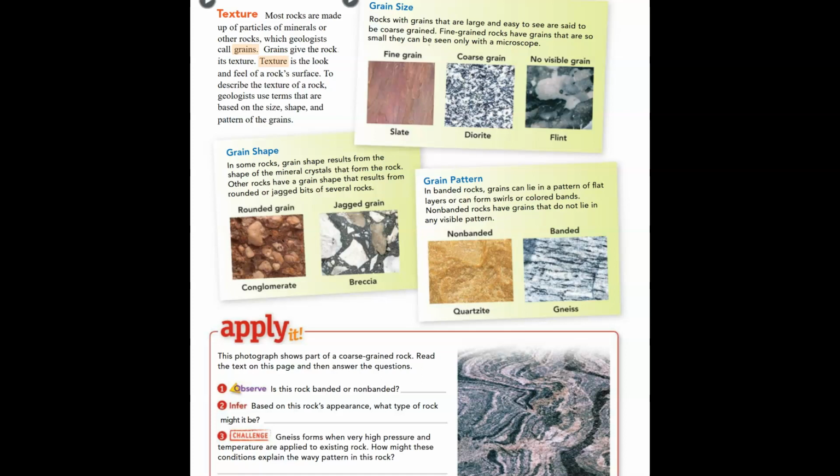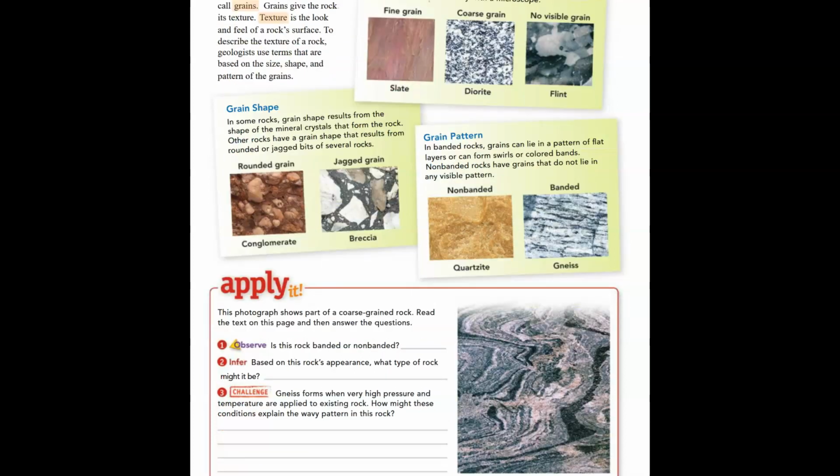And we have grain pattern. In banded rocks, grains can lie in a pattern of flat layers or can form swirls or colored bands. Non-banded rocks have grains that do not lie in any visible pattern. So we have non-banded, which looks like quartzite. Doesn't really look like there's a pattern to it. The grains don't really look like they're swirling or in a colored band. And we have our banded, which is like our nice rock over here. That's nice, yeah. And you can see the strips of dark black that are making our grain pattern.